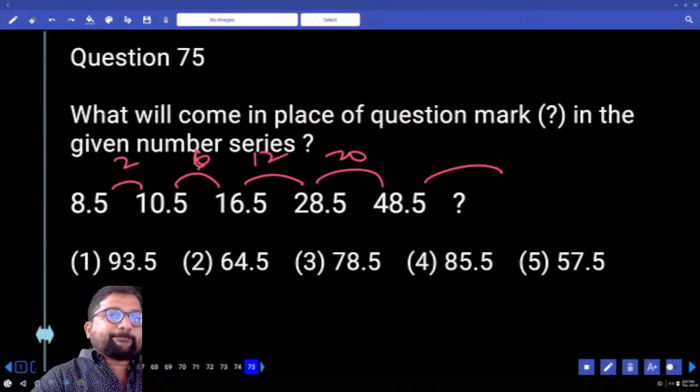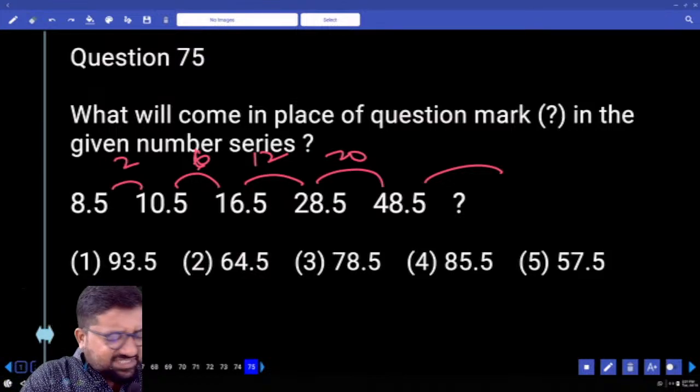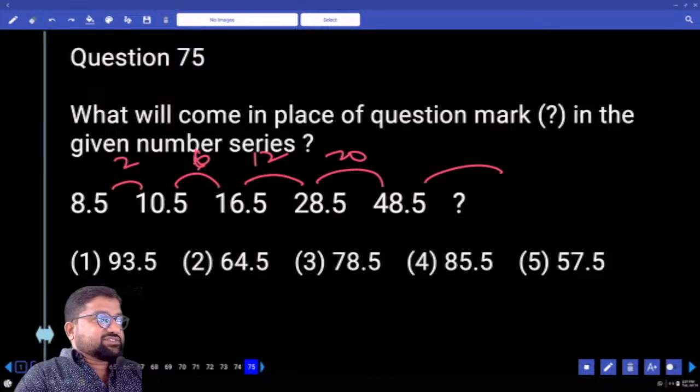What should I do? Don't tell me difference of difference.